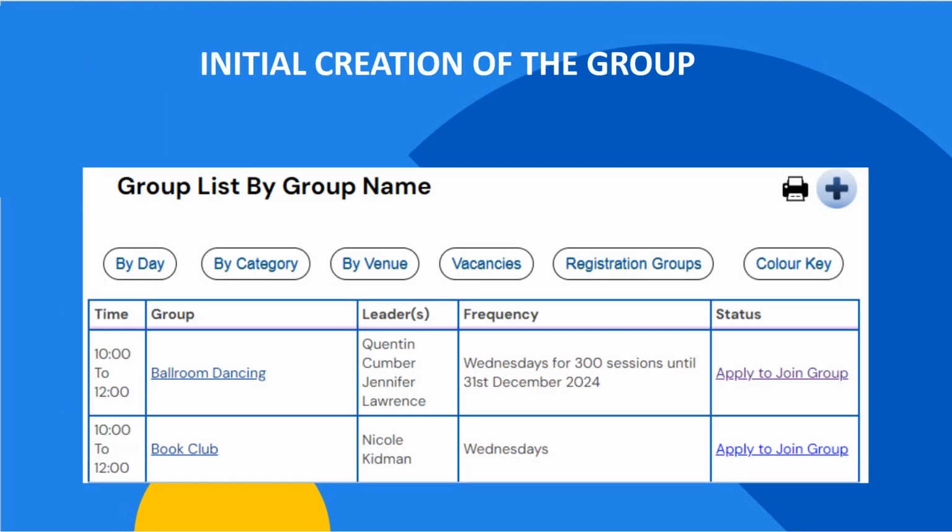The group coordinator should navigate to a group list, after logging into the member section of the system. If the person has the correct system profile, there will be a blue cross, in a light blue circle, at the top right of the page. Click that blue cross.